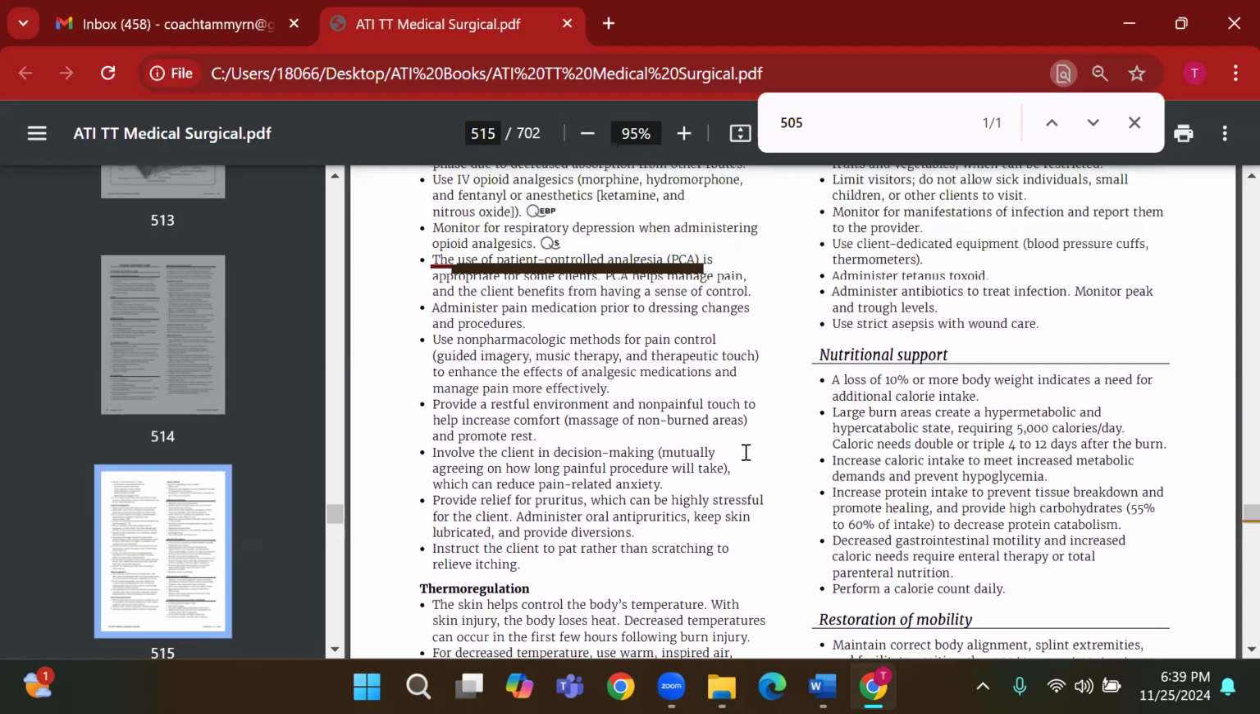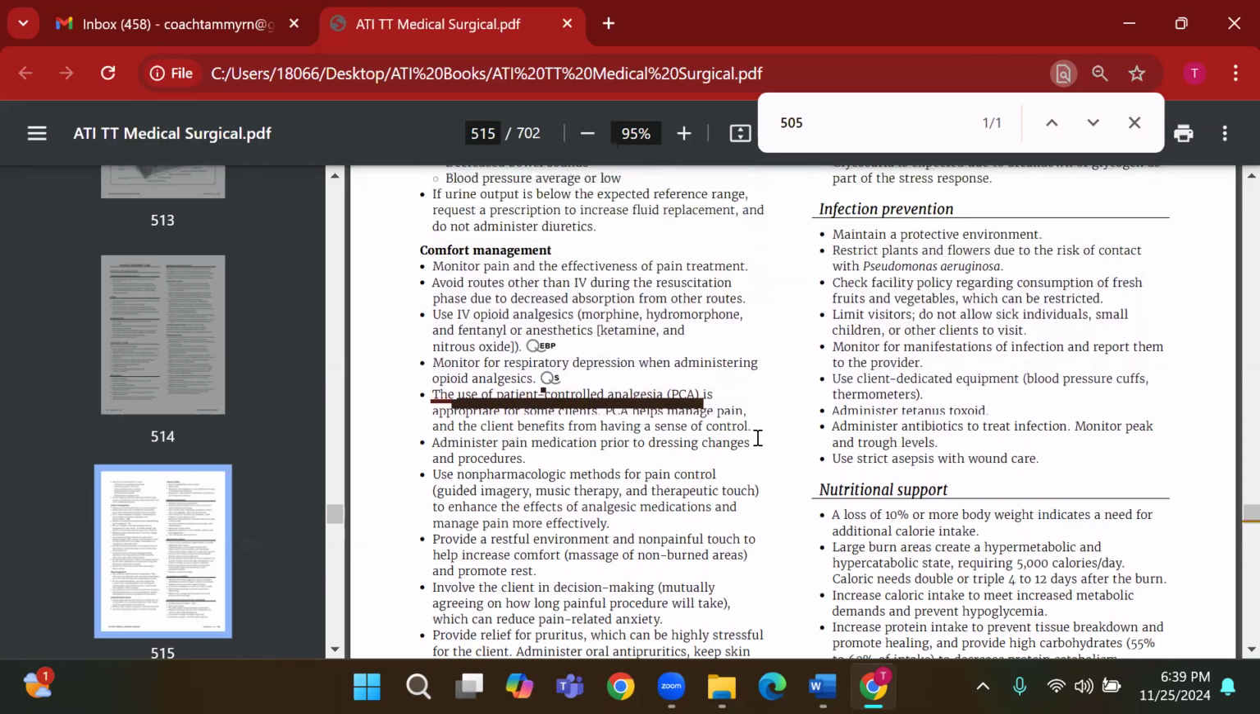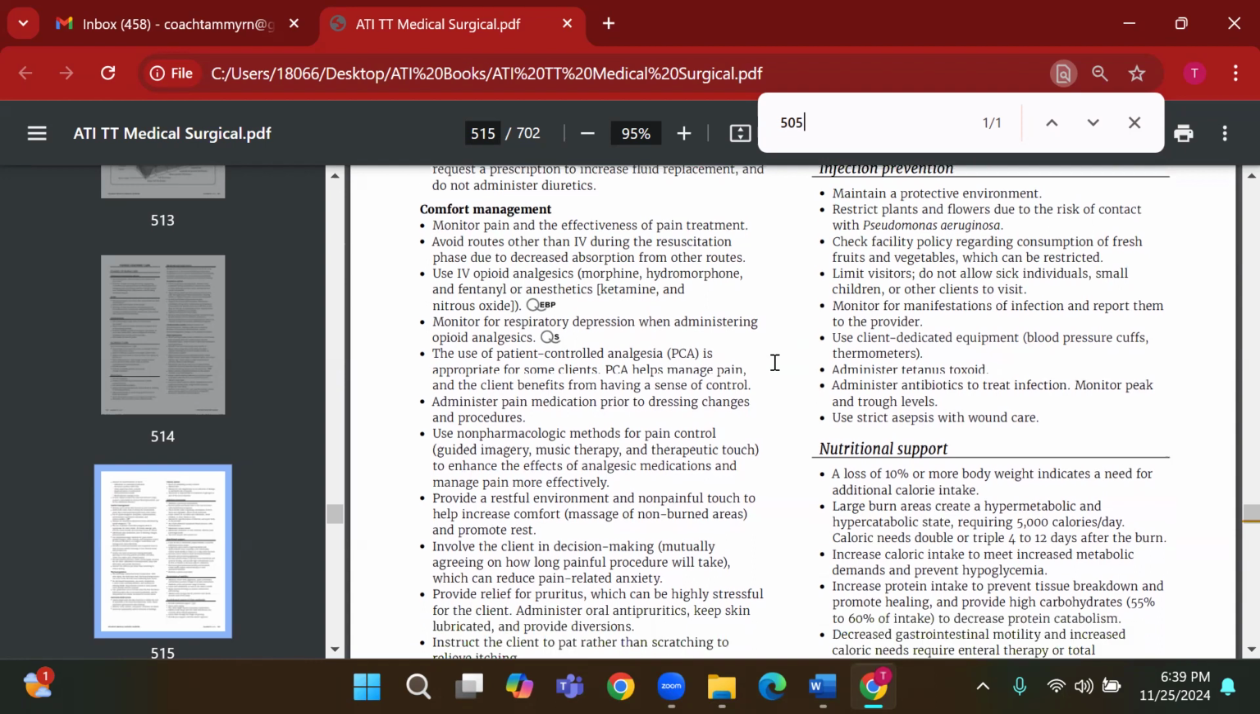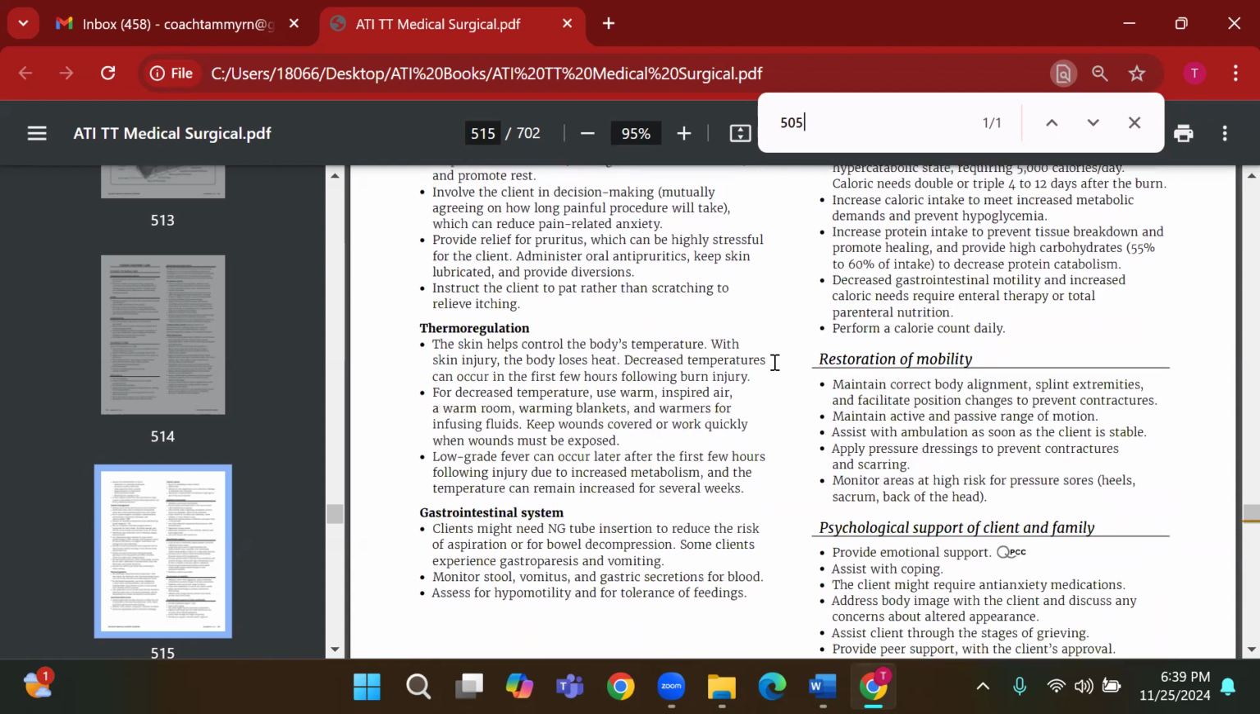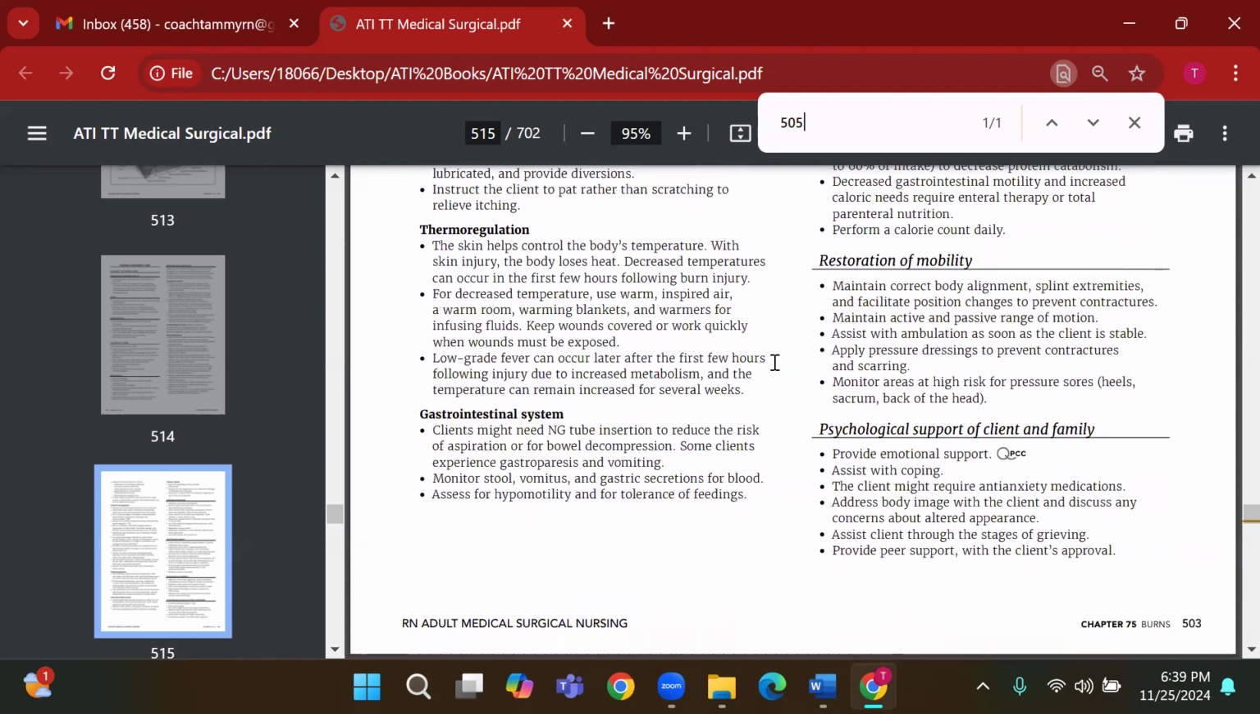But here is what I think. What are they going to be able to give the patient to give them some type of pain med or comfort? It would be morphine. Okay. We still have to watch for respiratory depression with that. Don't forget, a severely burned patient is unable to control their body temperature.